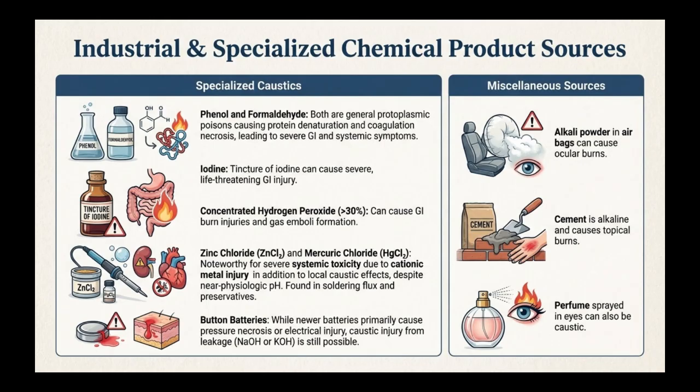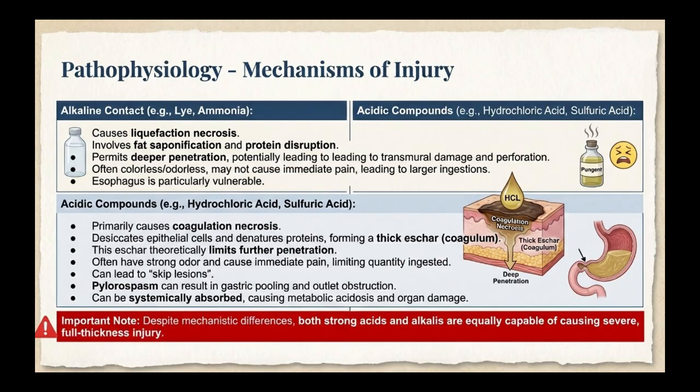Acid ingestion frequently results in equal esophageal and gastric mucosal injury. Pylorospasm can lead to gastric pooling, outlet obstruction, and perforation. Acids can also be systemically absorbed, causing metabolic acidosis and damage to organs such as the spleen, liver, biliary tract, pancreas, and kidneys. Despite these mechanistic differences, strong acids and alkalis are equally capable of causing severe, full-thickness injury to the gastrointestinal tract in clinical practice.